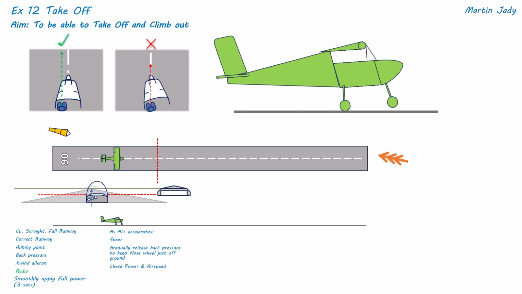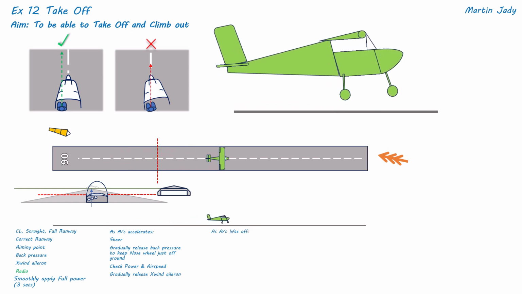We now check the RPM gauge to ensure that we have full power and that the airspeed indicator is beginning to register airspeed. Continuing to steer, as the airspeed increases, we can reduce the crosswind aileron and hold enough back pressure to maintain an attitude that keeps the nose wheel just off the ground. When we reach enough airspeed, the aircraft will lift off.